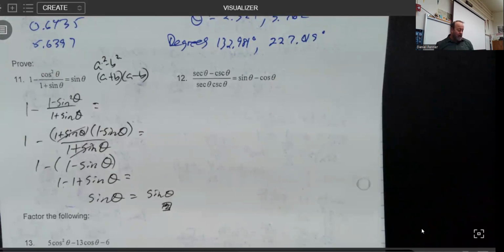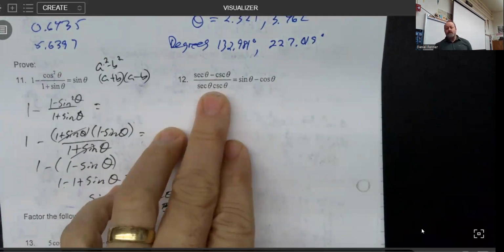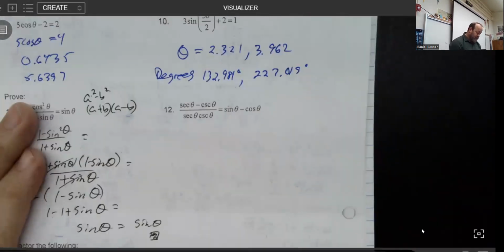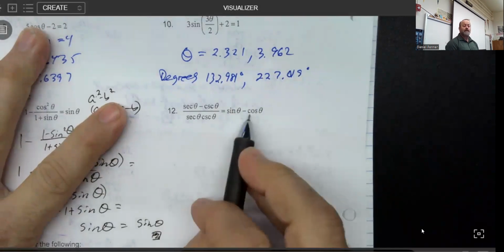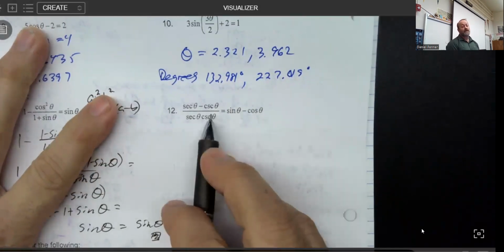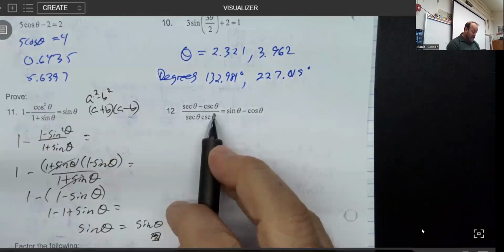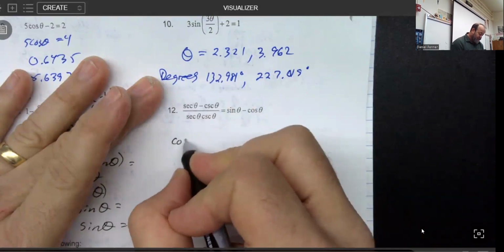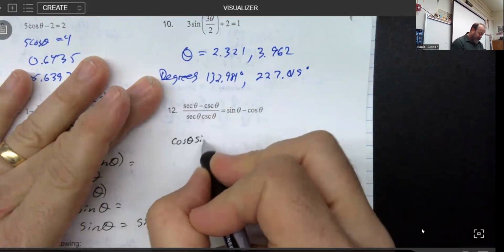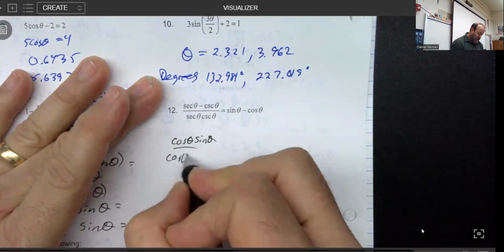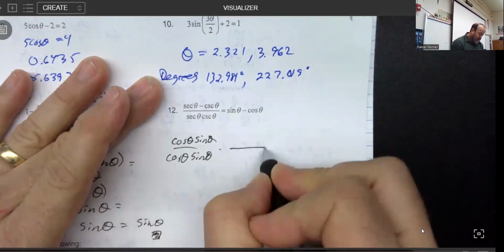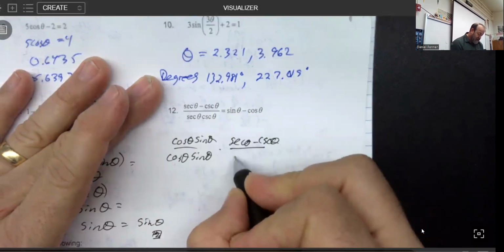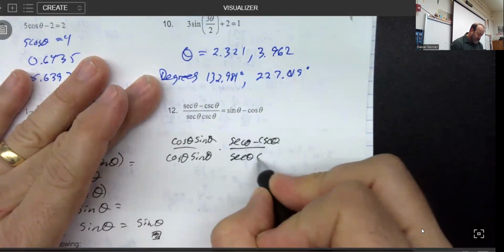Now, over here, I suppose the way I would probably personally attack that is by first just looking at the fact that this term is in sines and cosines, and this one is in reciprocals of sines and cosines. So if we were to multiply the numerator by cosine sine and the denominator by cosine sine, let's see what happens. Let's see, this is secant and cosecant theta.